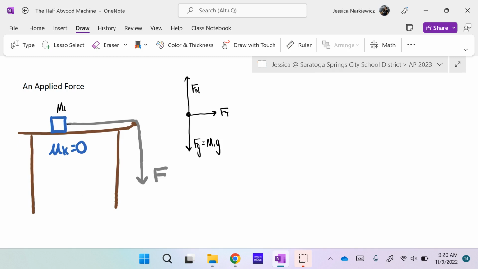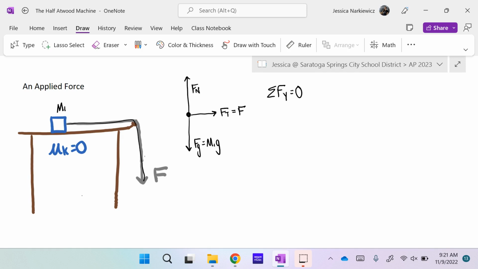Now, this string is all the same string. Essentially, in this string that I'm pulling on with a force F, there's a bunch of Newton's third law pairs as we travel up the string. What ends up happening is that this tension force is exactly equal to the applied force.